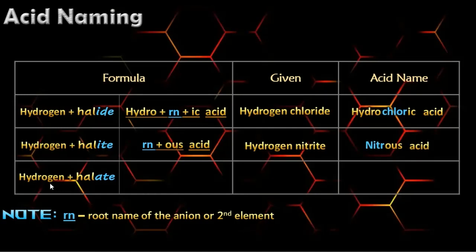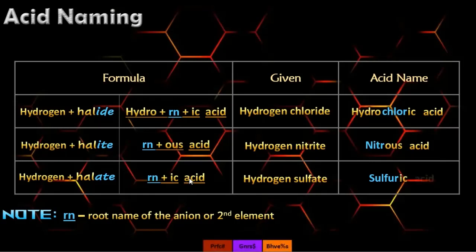The last one is hydrogen plus halate, an anion that ends with ATE. The formula would be the root name plus IC, and still the second word of our acid name is acid. Let's have an example. Hydrogen sulfate. Let's use the formula. The root name of the anion is sulfur. Sulfur plus IC. So that is sulfuric acid.